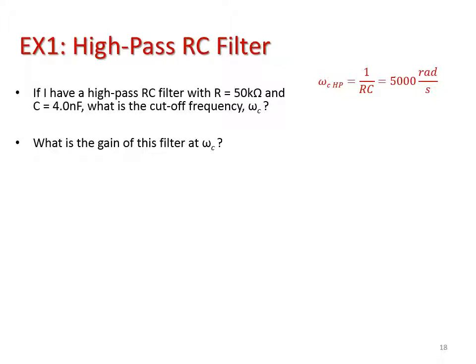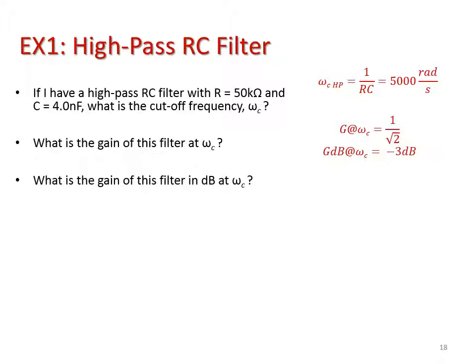Here we have the gain of the filter at omega c. These are the same equation numbers that we had before. This is going to be 1 over square root of 2, so 0.707, and our gain in decibels equals minus 3. So this is the same as the low pass. This is just a standardized value.